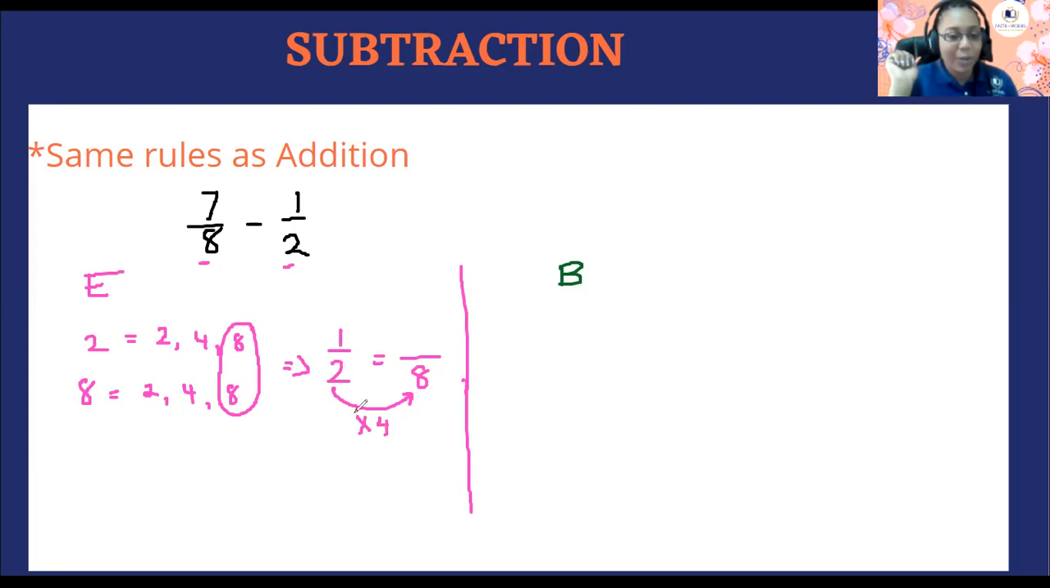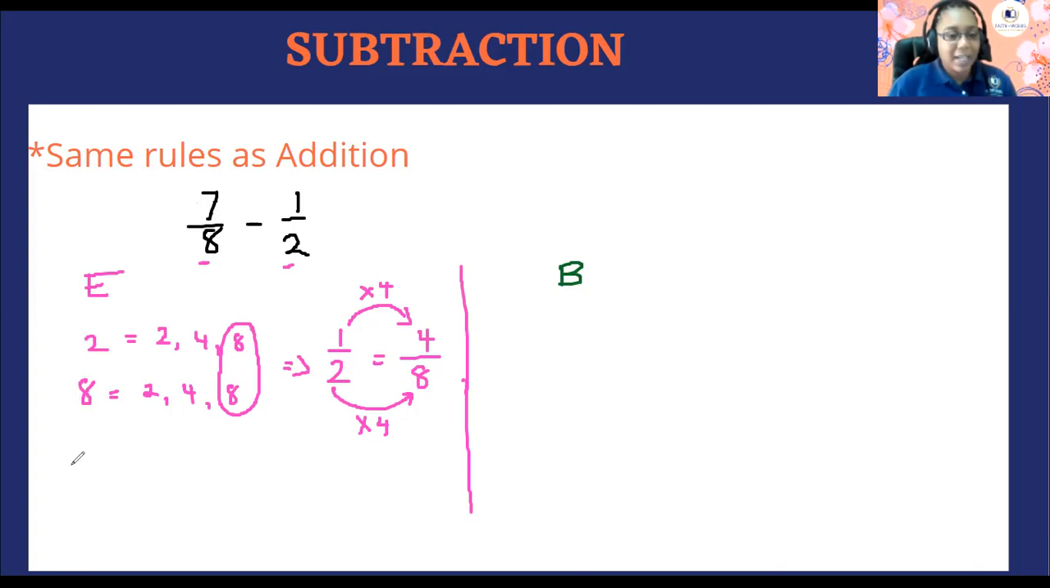4. All right, so 2 multiplied by 4 will give us 8. Whatever you do to the bottom, you have to do to the top. So you also multiply by 4 here. So that will give you 4/8. So 1/2 has now turned into 4/8. 7/8 remain the same because we're using 8 as a denominator.